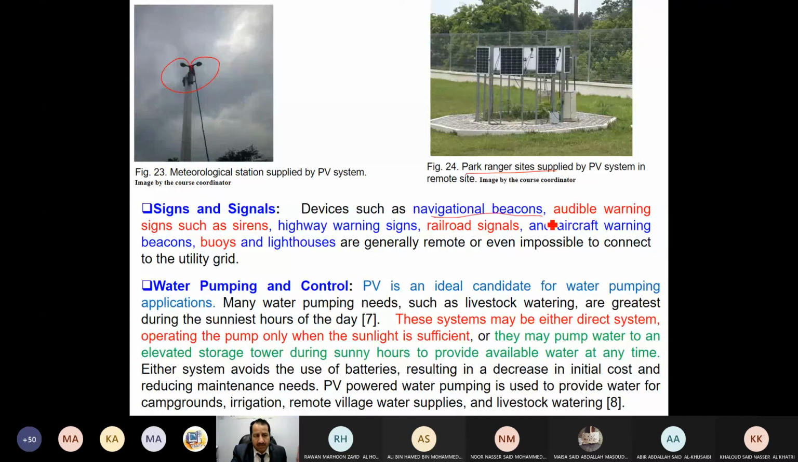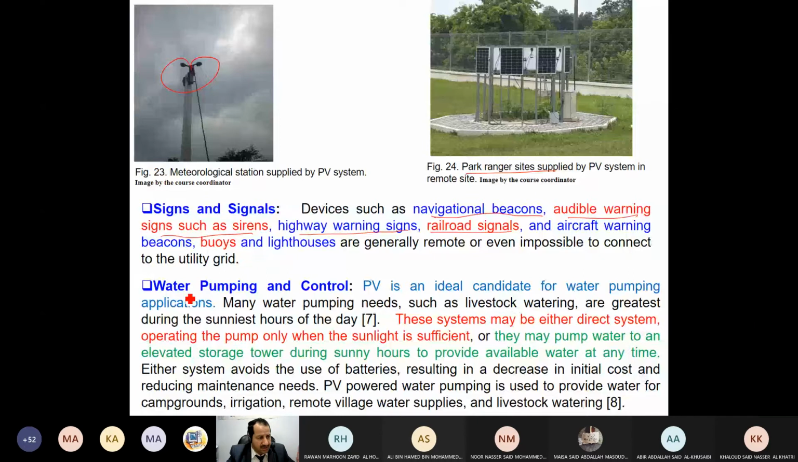It's used in many navigational aids, audible warning signs such as sirens, highway warning signs, railroad signs. By the way, you can read about them. It's used in many applications. If you see some applications in the sea, in the ocean, how do we provide electricity for them? If we want to make a small flashing lamp, you put a solar cell. This is the best option. You cannot put a generator. You cannot connect to the grid. It's in the sea, in the ocean. Also, let me say, airports far away from the city. Photovoltaic could be the best choice for their electricity applications.